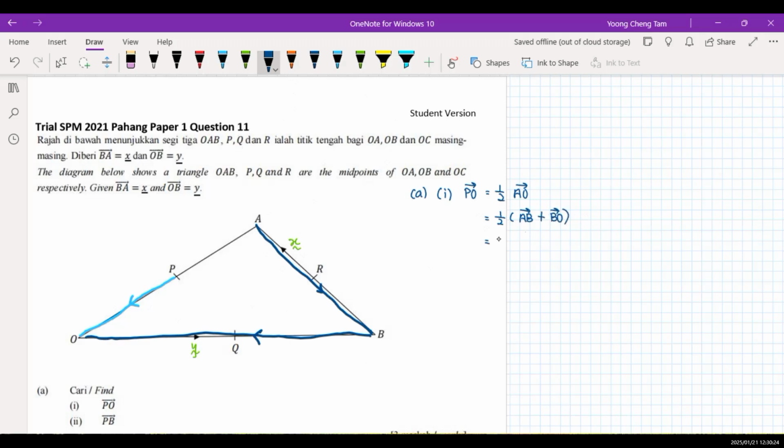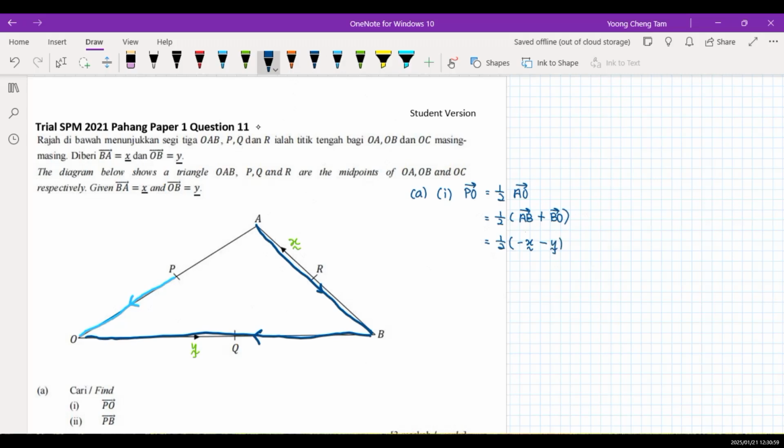Now substitute our vectors. If you look at the question, vector x is BA, but now we want AB. So what should we do? We should put a negative on the vector, so negative x, plus BO. Again, we have OB is equal to y, so if you want to find BO, it will be negative y. So you can put it as minus x minus y.